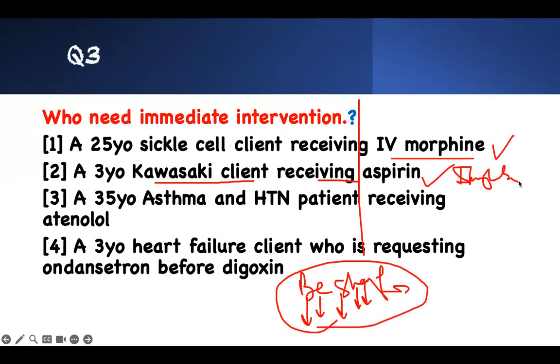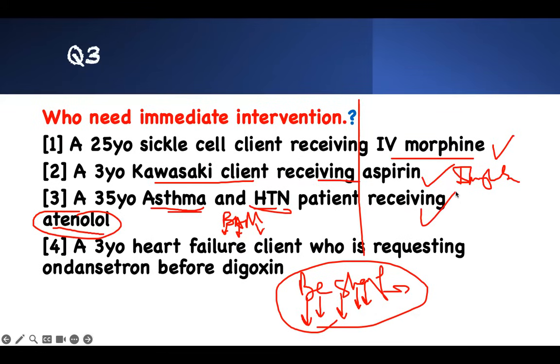A 35-year-old asthma and hypertensive patient is receiving what? Atenolol. Then I ask myself, if you have hypertension and asthma, both, there are medications you cannot take. You can only take a selective beta blocker. It's bisoprolol, atenolol, and metoprolol. And he's taking atenolol. I'm good with you. You'll be fine. Therefore, number 4 has to be the answer.